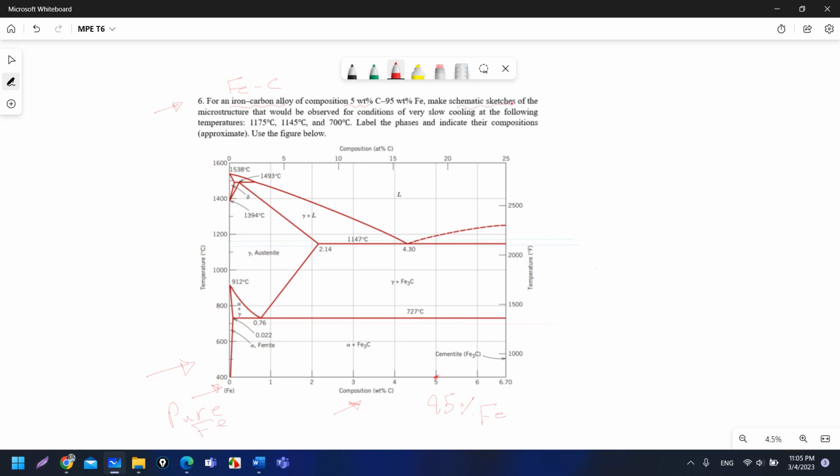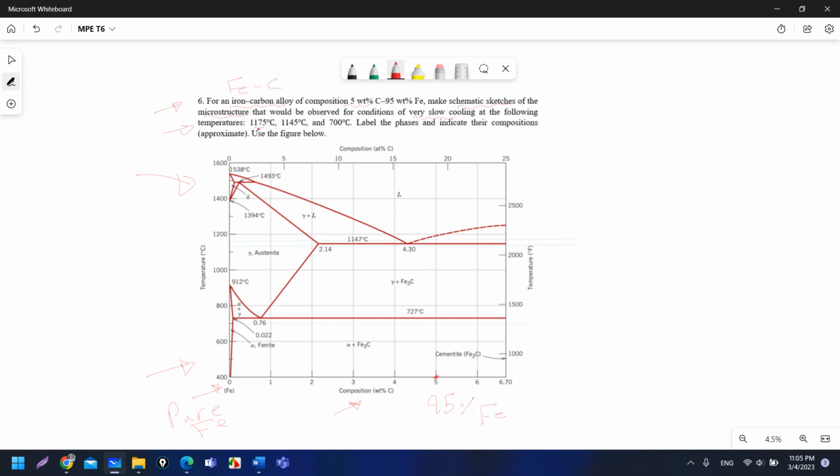Make a schematic sketch of the microstructure, like what we did in the previous video, that would be observed for conditions of very slow cooling. So you will start from a temperature, then you will cool very slowly at the following temperatures. And the reason to do this is to have a stable microstructure, which we usually have in the phase diagram, which only has the stable microstructures.